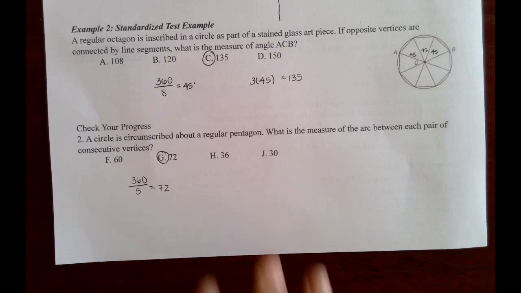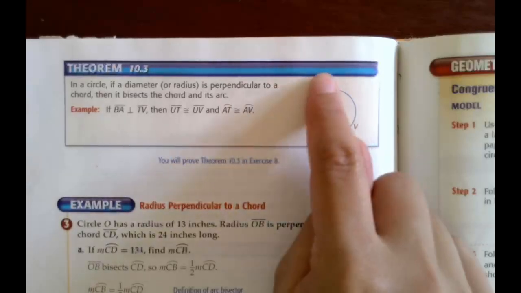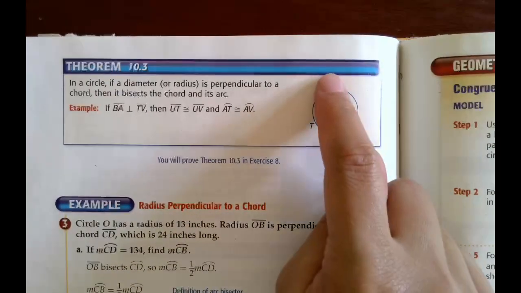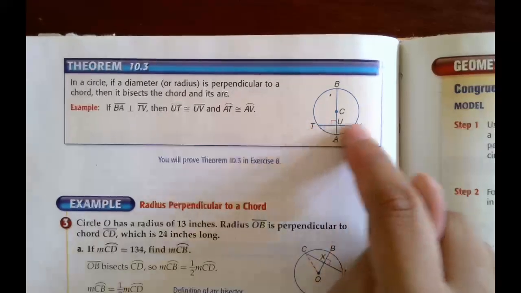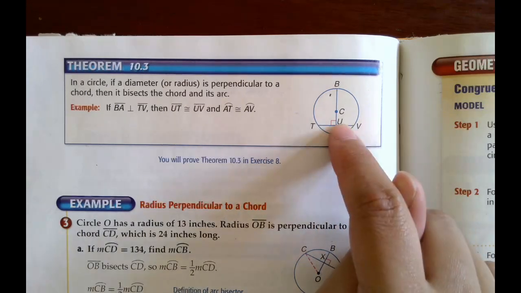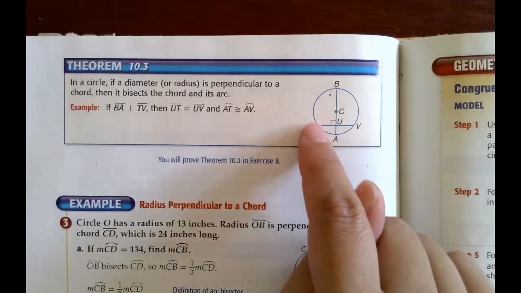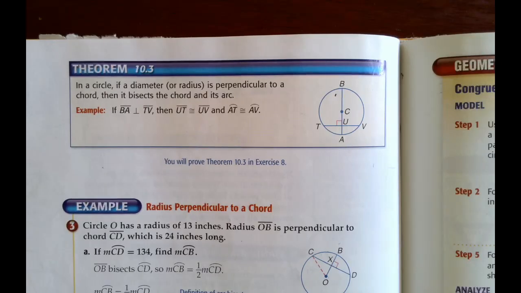Okay, before we move on to our next example, let's take a look at the next theorem that we're going to be talking about. So here, in a circle, if a diameter, in this case the diameter here, is perpendicular to a chord, my chord here is TV, then it bisects the chord, so TU equals VU, and it also bisects the arc, so that TA and VA are congruent. Okay, with that in mind, let's look at example 3.